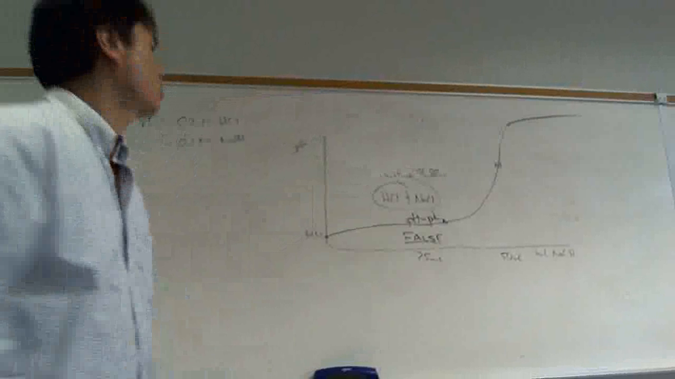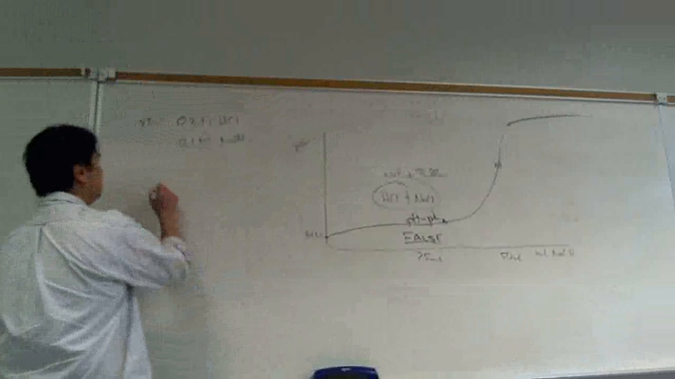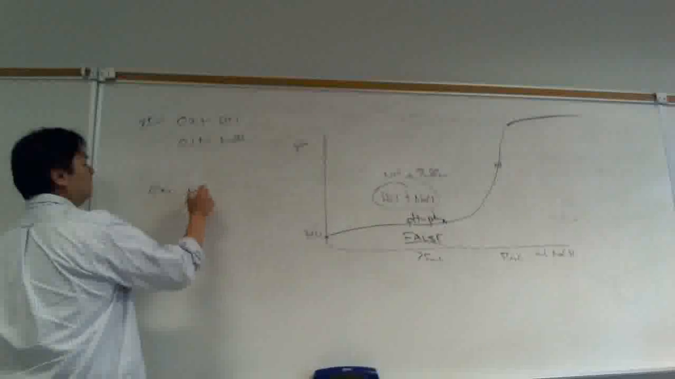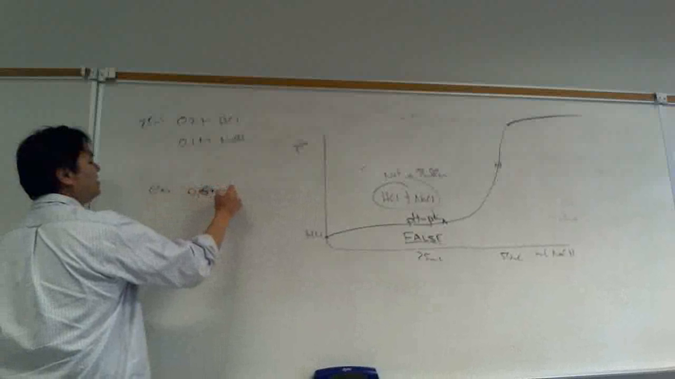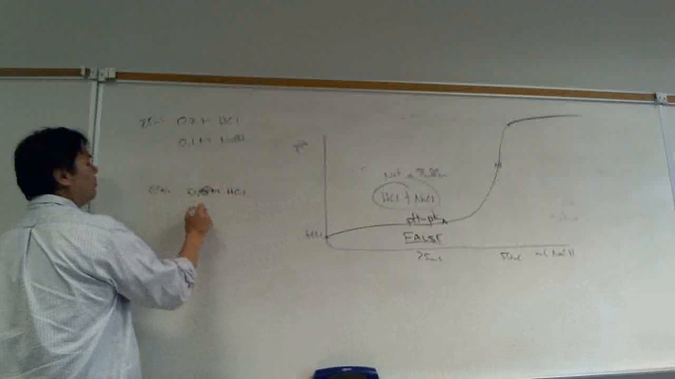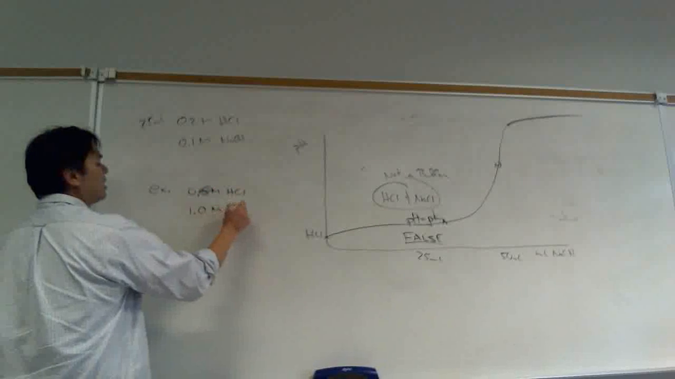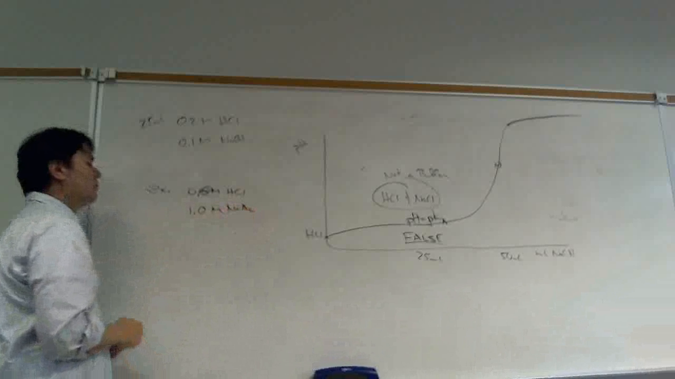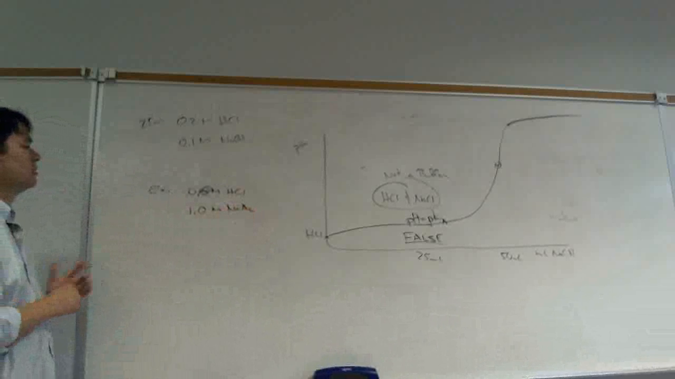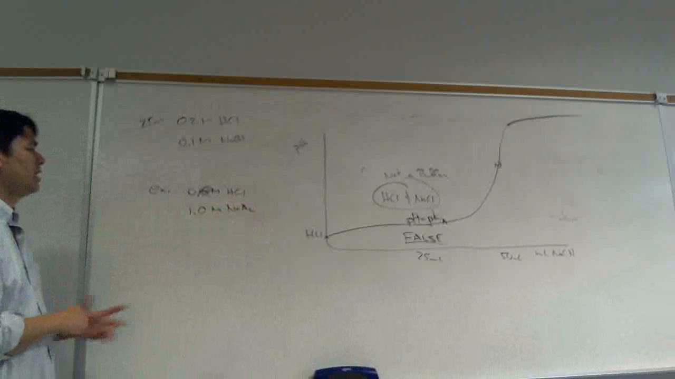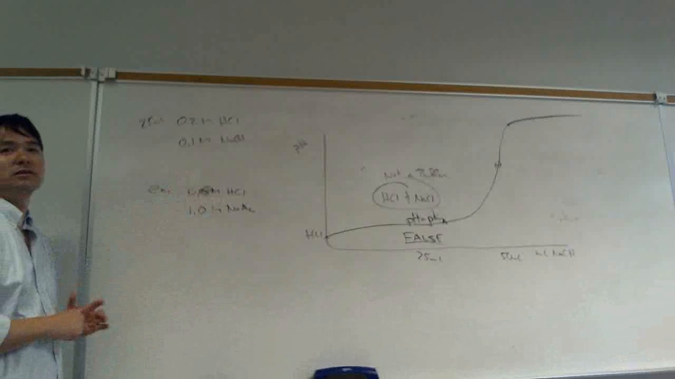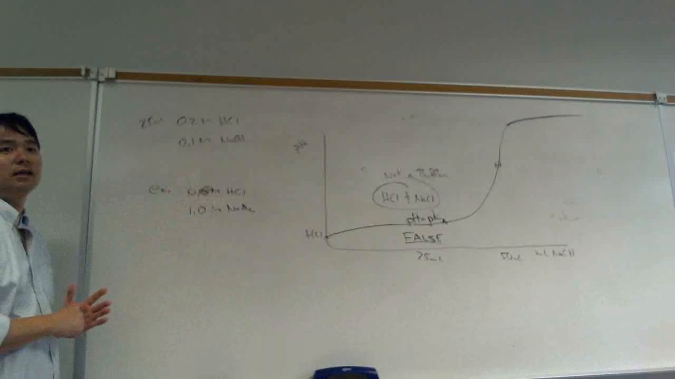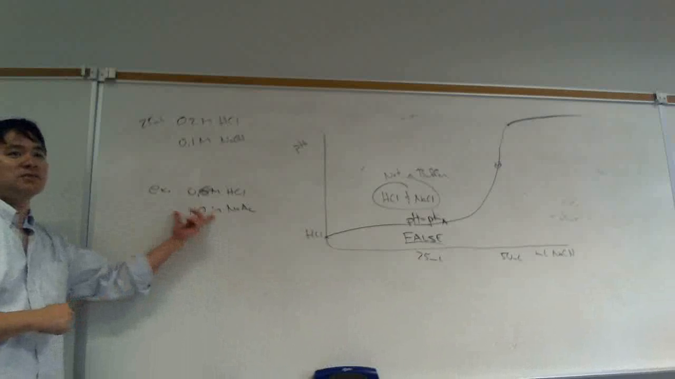Now, one thing that tricks people all the time is this. Is this a buffer solution? 0.5 molar HCl with 1.0 molar sodium acetate. A lot of people will say this is not a buffer solution. It's not a buffer because HCl is a strong acid. Is this a buffer solution? Why?